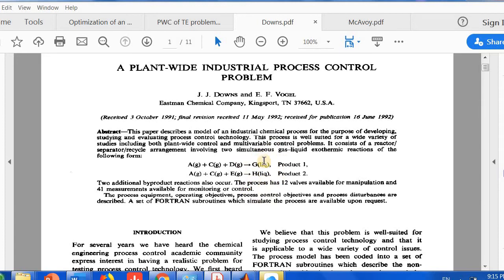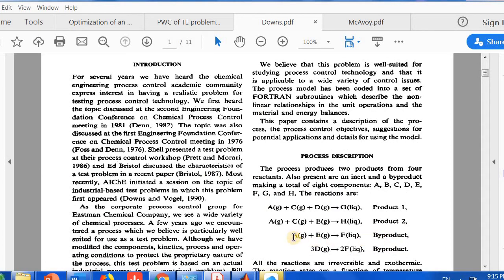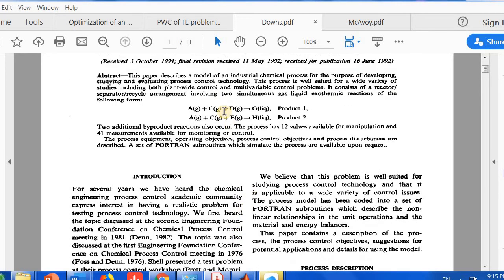The liquid is collected inside the reactor, so you have a level. And the process has two byproducts, and I don't like the byproducts, right? I want my product G, I want my product H. Where are the byproducts? They're here. A plus A reacts to give me F, and 3D gives me 2F. These two byproducts are not required. They are not favorable.